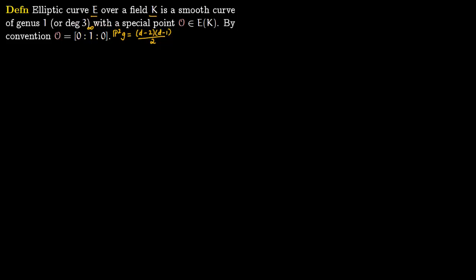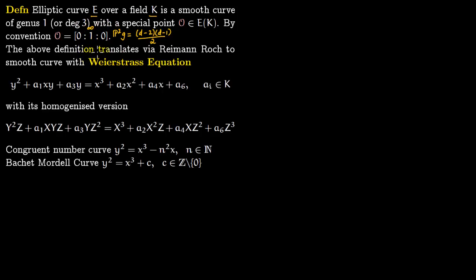Now we have seen in the lectures on Riemann-Roch, that is in the playlist Riemann-Roch, that this genus 1 curve translates via Riemann-Roch to a Weierstrass equation of this form. This we have shown in the lectures on Riemann-Roch. Since we are working in P2, it's the homogenized version of degree 3. So you have to put a z here to make it degree 3. y square is there, so you make it degree 3 by putting a z here.